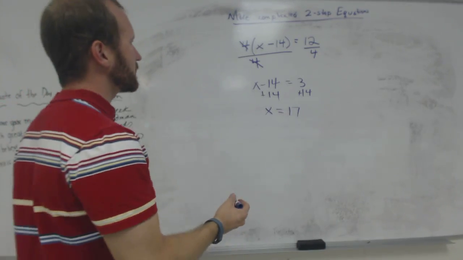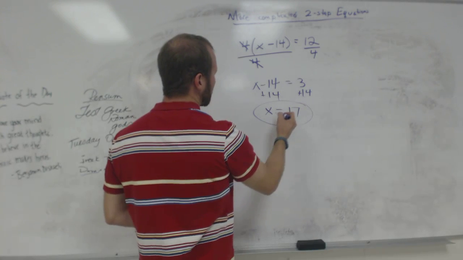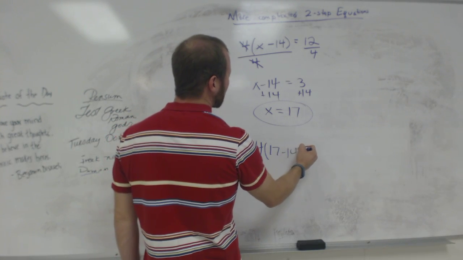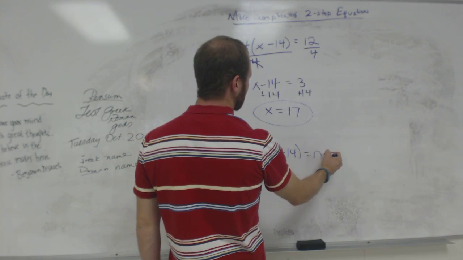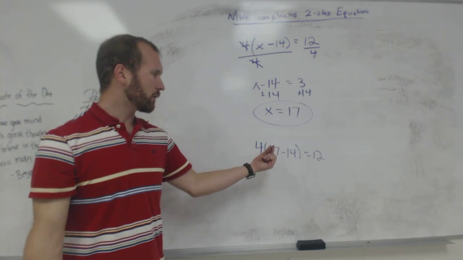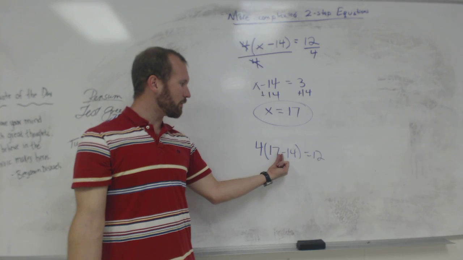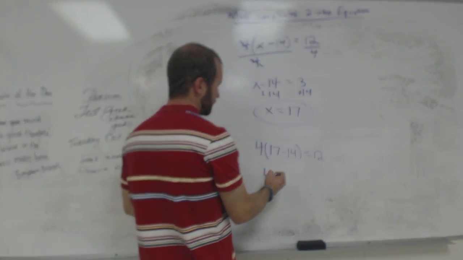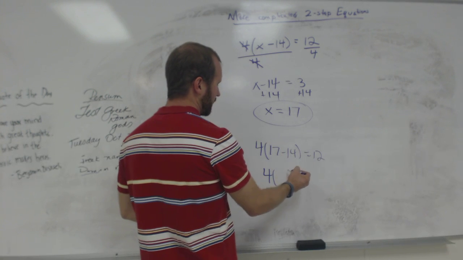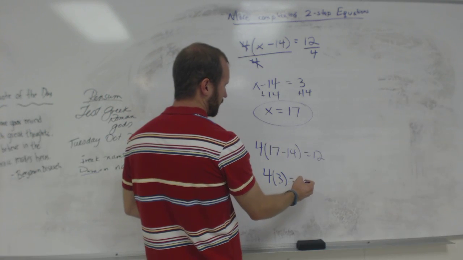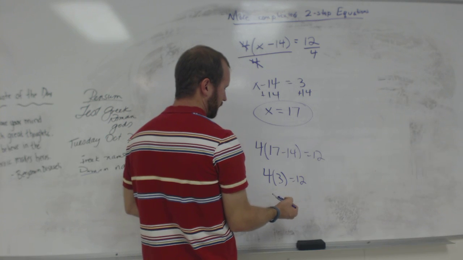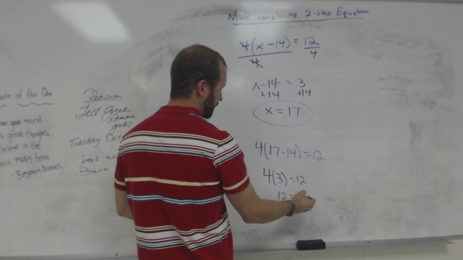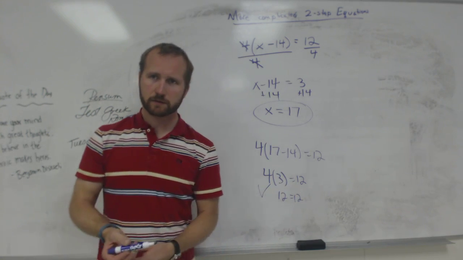Let's kind of check this to see why it works. The reason it works is that in PEMDAS, we have to do the parentheses first. Right? So the first thing I do here is 17 minus 14. So I have 4 times 17 minus 14 is 3 equals 12. 4 times 3 is 12, which equals 12. So this checks.